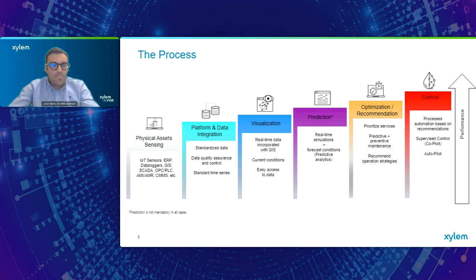Now, here, this is about getting there. So it builds the story a little bit from left to right. So we begin with physical assets and sensing, and here we can include, for example, flow, pressure, levels, availability of some of the assets in the network, etc.